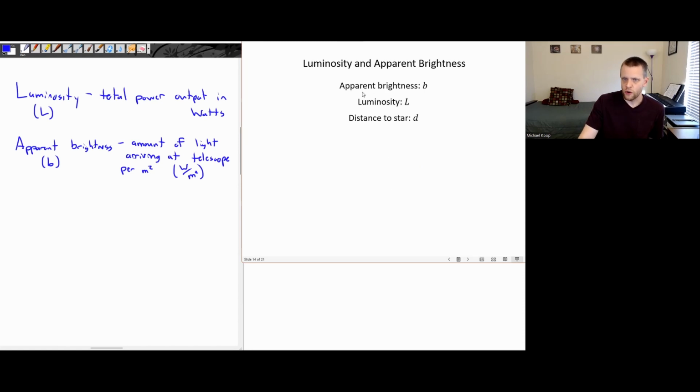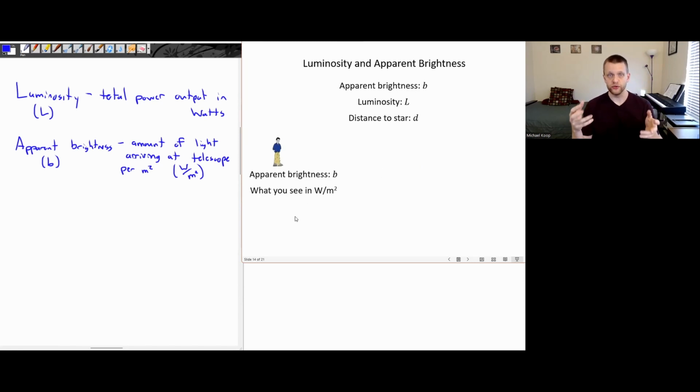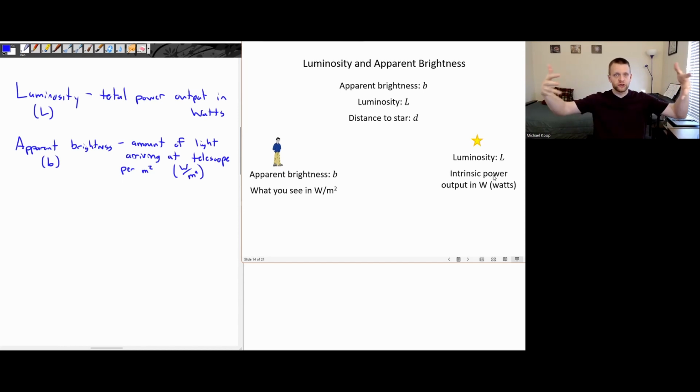We've got three quantities: apparent brightness, luminosity, and the distance to the star. So again, the apparent brightness is what you see. How bright does this star appear to be to our eyes? And this is a quantity that we're going to measure in watts per square meter. The luminosity is just how much light energy overall is this star outputting. So that's the intrinsic power output in watts.